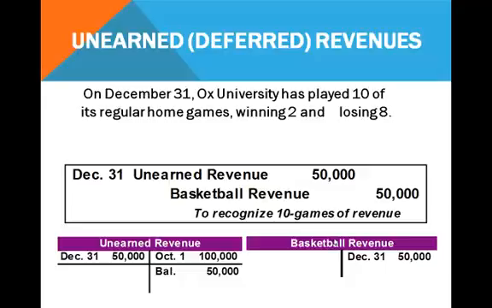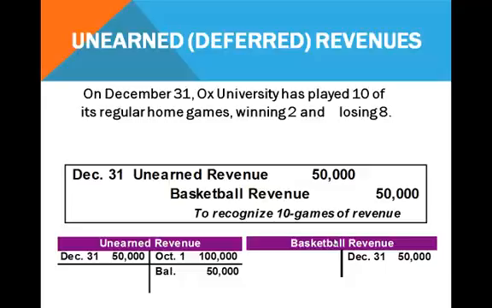We're taking it out of an unearned revenue, which is really a liability account, and we're putting it into a real revenue account. The basketball revenue account now has a credit balance of $50,000. The revenue account will appear on the income statement and be closed at the end of the accounting period. The liability account, unearned revenue, will appear on the balance sheet at the end of the year.